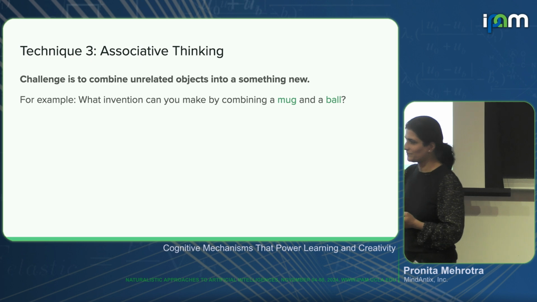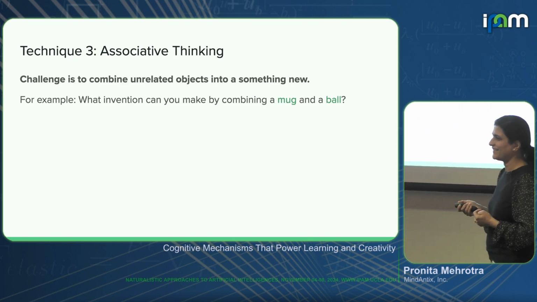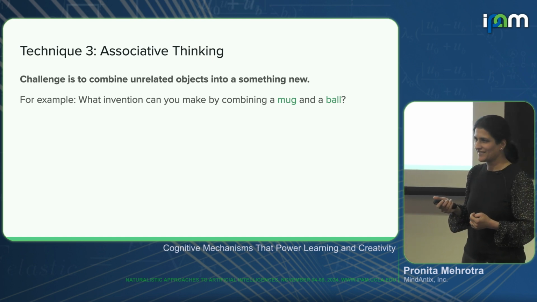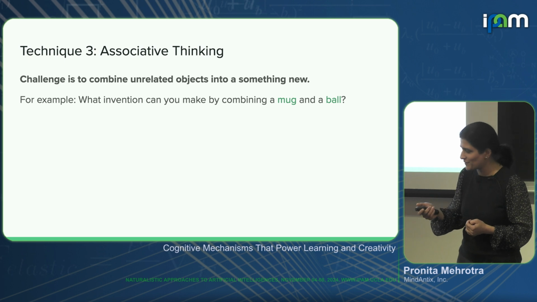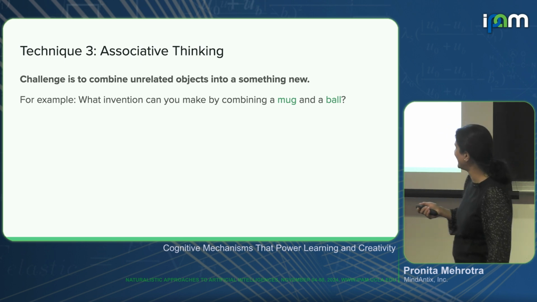Yep. A juggling toy where you tie the ball to the handle of the mug and you throw it up in the air. That's pretty cool. Anybody else? That was actually one of the responses that I think GPT-4 gave. I just need to remember. What about? Oh, he has one.